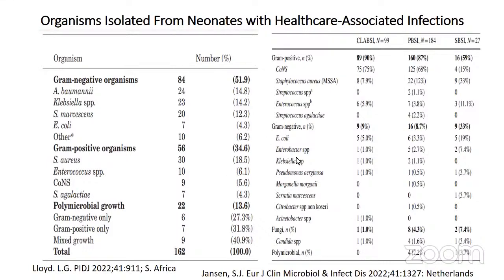Whereas if you look at this study from Tygerberg, 51.9% are gram-negatives, and a number of them are polymicrobial. The gram-positives come to 34.6%. Just to highlight, in this paper from Tygerberg, the gram-positive is Staph aureus, and coagulase-negative is 5.6%, whereas in the Netherlands, they put coagulase-negative Staph high as a causative pathogen.